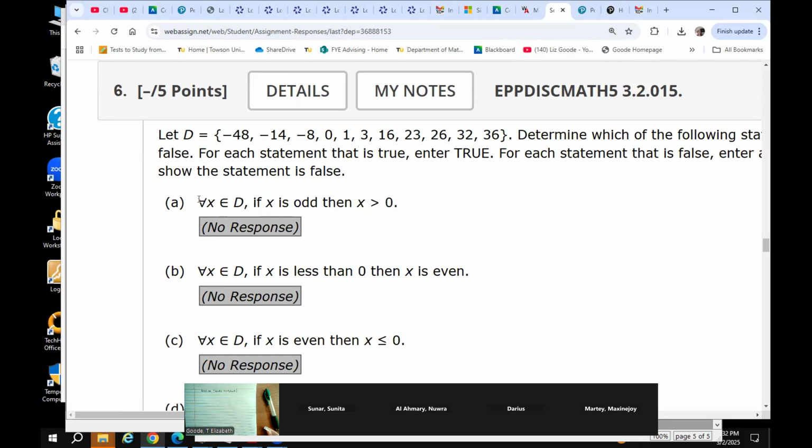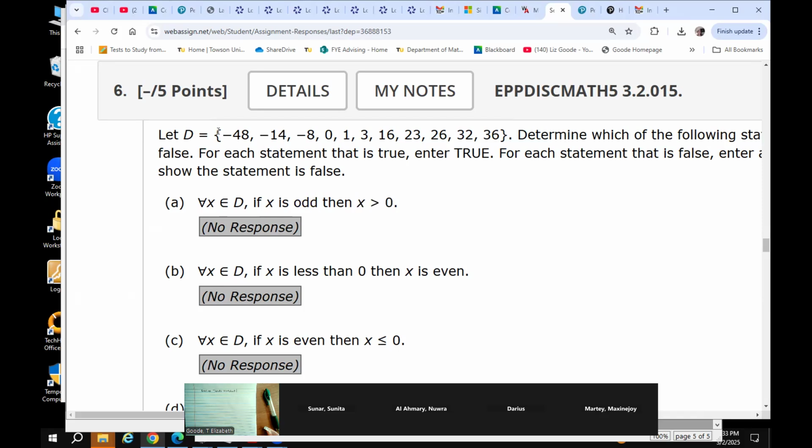All right, it says for all X in D, and here's our set D, if X is odd, now do you know what the odd numbers are? Odd numbers are not divisible by 2, like 1, 3, 5, 7, -1, -3, -5. Those are the odd numbers, okay? If X is odd, then X is greater than 0.